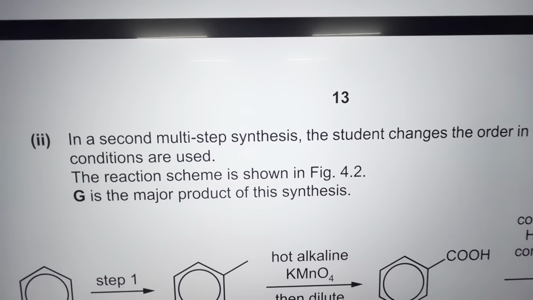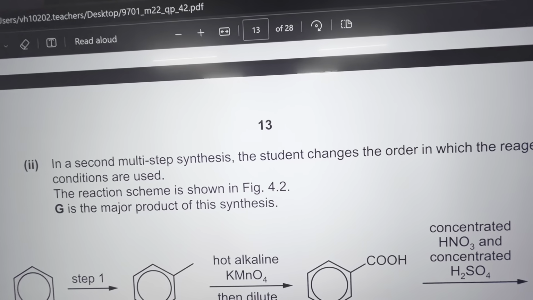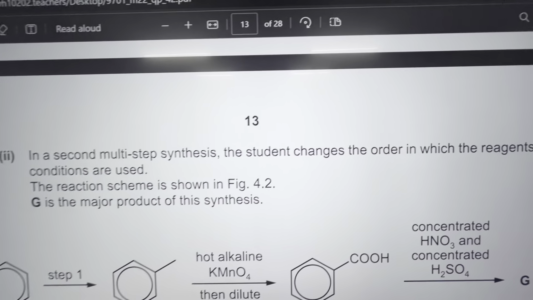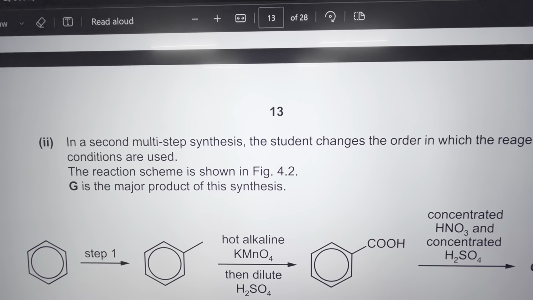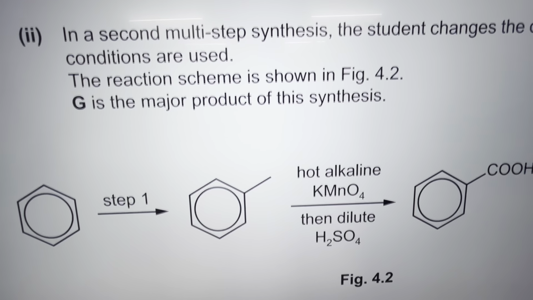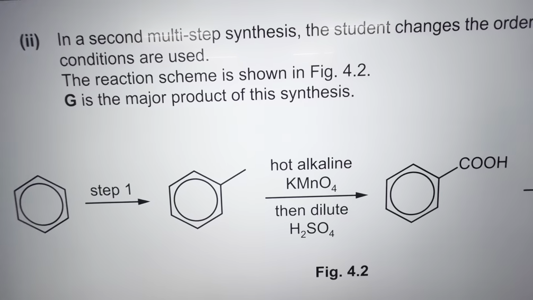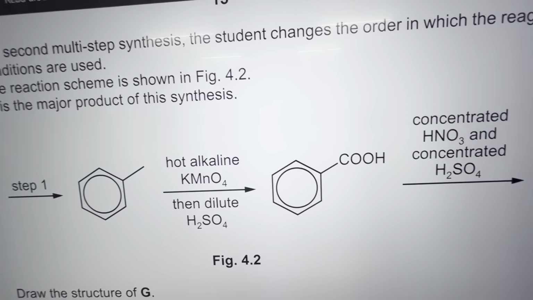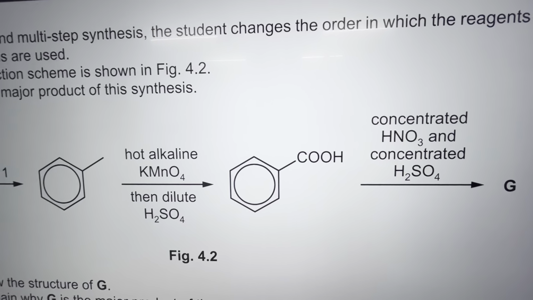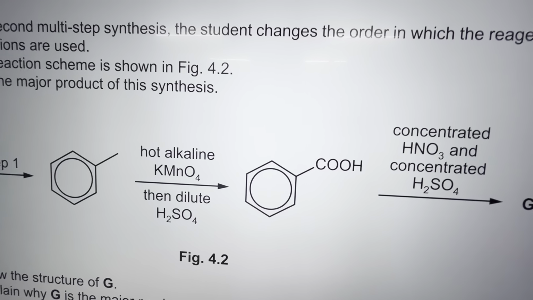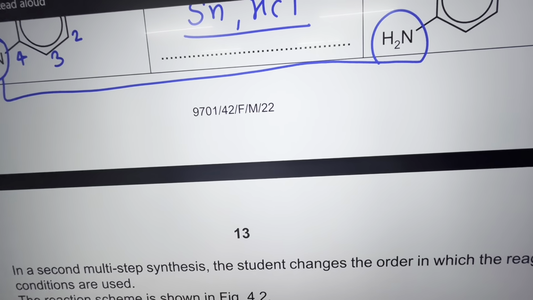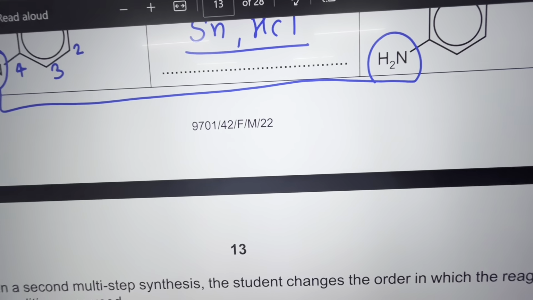Now they have asked in the second multi-step synthesis, the student changes the order in which the reagents and conditions are used. So they have given benzene. Benzene reacts with something and we get methyl attached. Then hot alkaline KMnO4, we get the acid. Concentrated reagents, we get G. Now what you have to do is use this table.